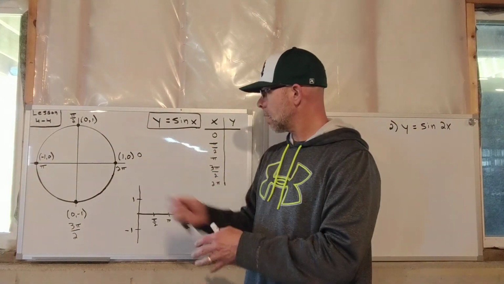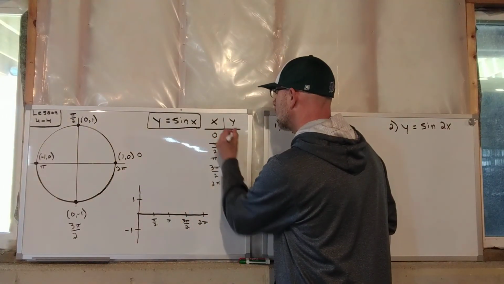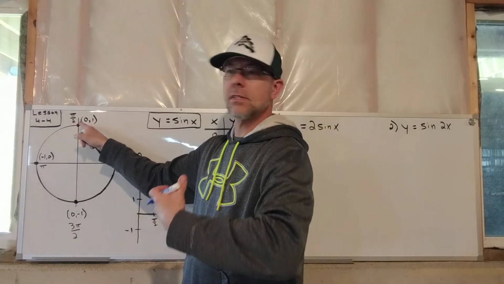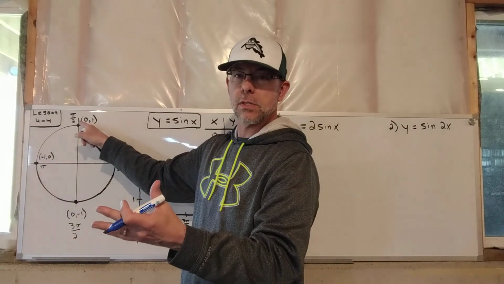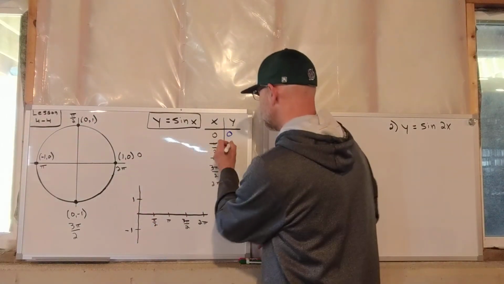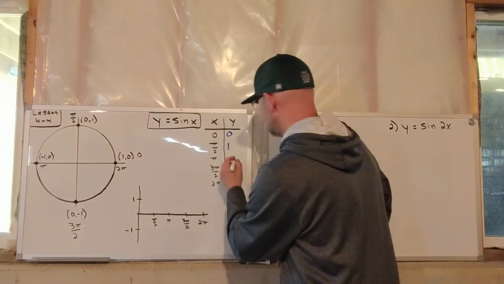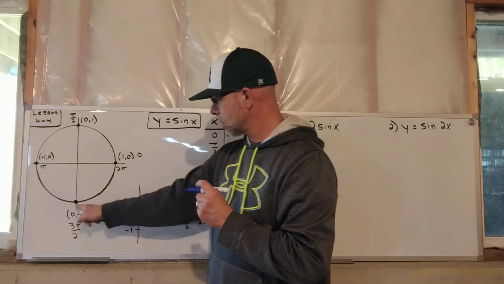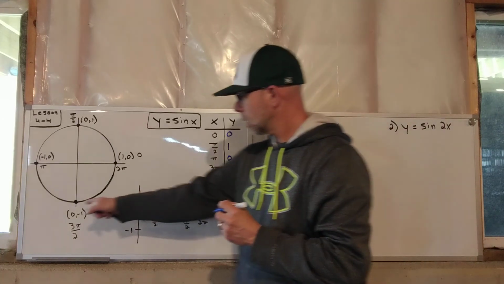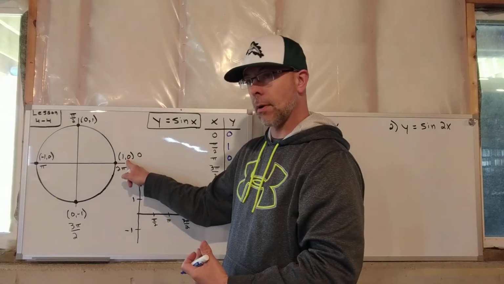So if I start out at 0 radians, what's the sine of 0 radians? 0. Get up to pi over 2, which is equivalent to 90. So when I say what's the sine of pi over 2, it's the same as me saying what's the sine of 90 degrees. Sine of pi over 2 is 1. Over here at pi, the sine is 0. 3 pi over 2, the sine is -1. And back to the beginning, which is 2 pi, like 360, the sine of 2 pi is 0.